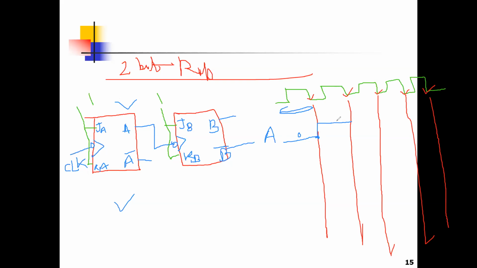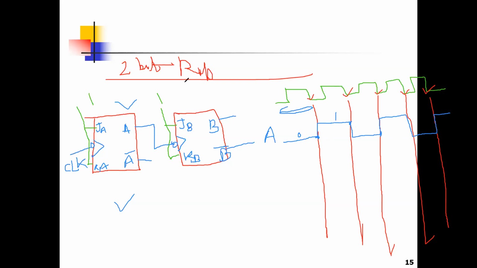Is it clear till here? Yes, clear. Now again it's time to change the result. JA and KA are connected to 1 and the previous value is 1 here. So what will we get now? 0. Now again time to change the result. What will we get here? 1. Now 0, then 1, then 0. Clear? Yes.